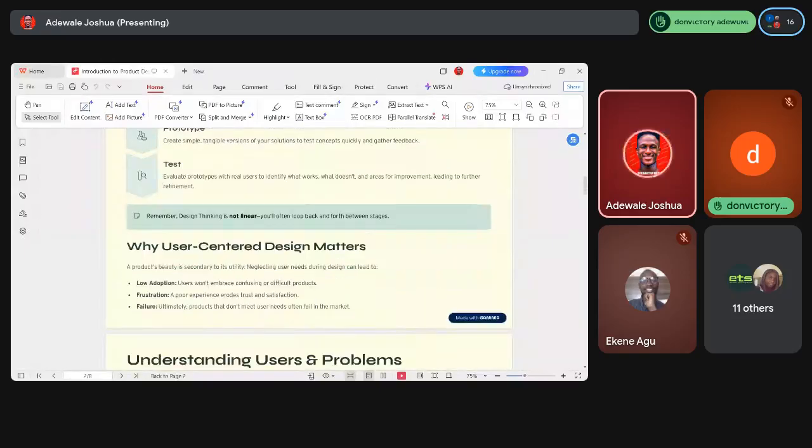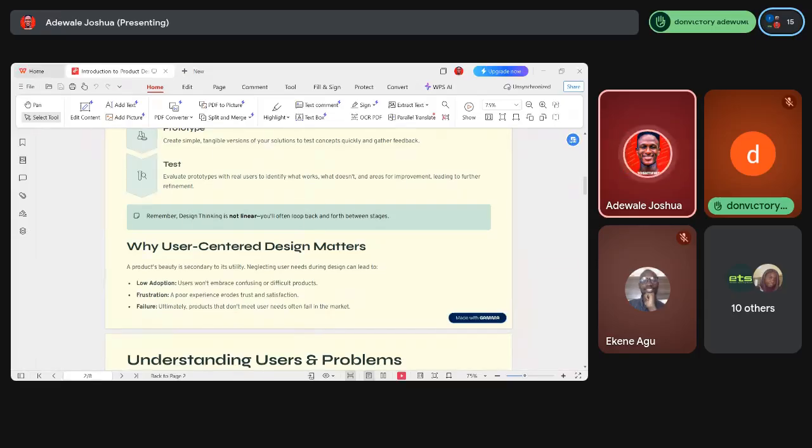Evaluate prototypes with real users to identify what works, what doesn't, and areas of improvement leading to further refinement. Yes. So this testing period is just a period where you want to see what works and what is not working. And from here, you in fact get tangible questions. You raise tangible questions within yourself as a designer and as a team.